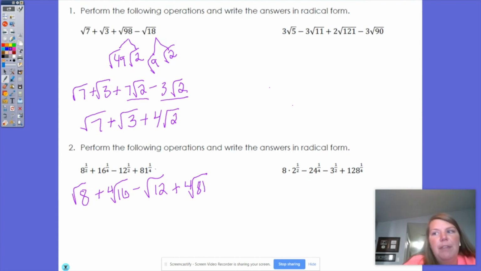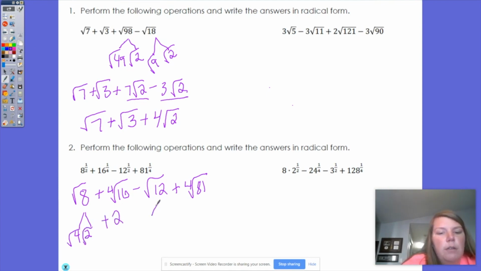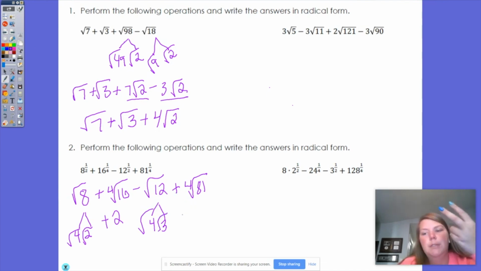And then we can simplify each of these pieces. So square root of 8 we can break up into 4 times 2. The fourth root of 16 is actually a whole number. It's 2 because 2 times 2 times 2 times 2 is 16. And then the minus the square root of 12. 12 we can break up into 4 times 3. And then the fourth root of 81 is also a whole number because 3 times 3 times 3 times 3 would give us 81.